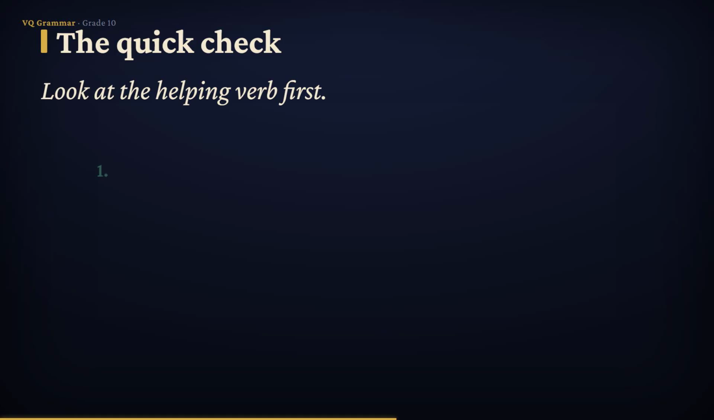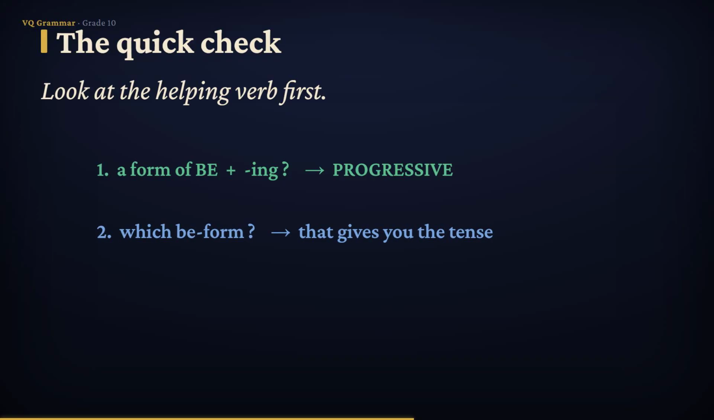Step 1. Do you see a form of be followed by an ing word? If you do, that's a progressive form, and the action is ongoing. Step 2. Then ask which form of be it is, because that helping verb is what gives you the tense. Is means present, was means past, will have been means future perfect, and so on down the list.